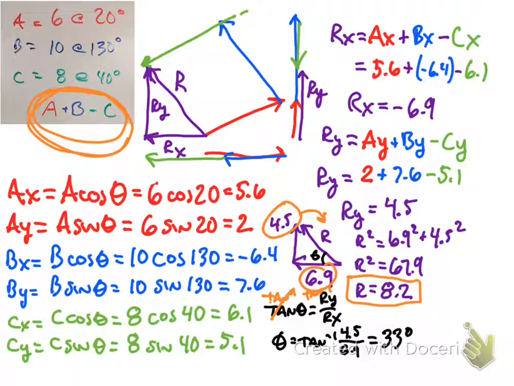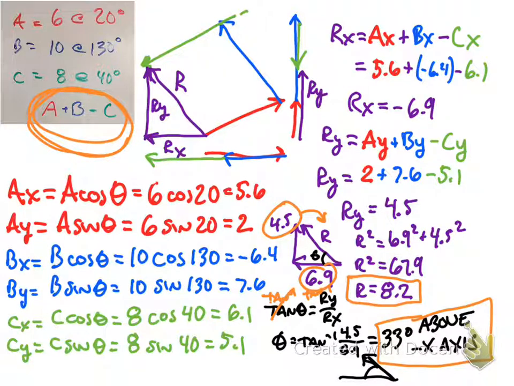But we need to make sure we get that in quadrant 2. So remember, we need to go up like that. So we want to do 33 degrees above the negative X axis.